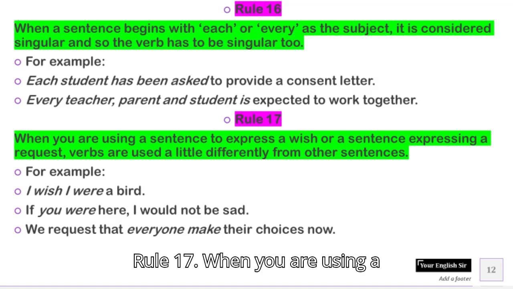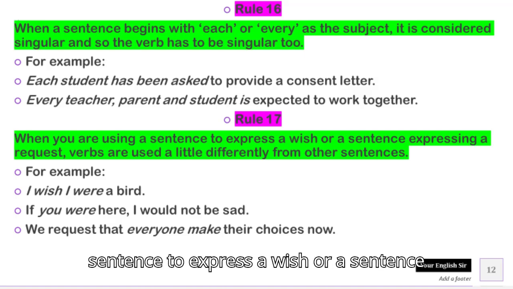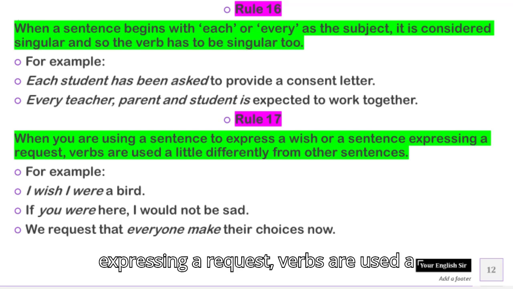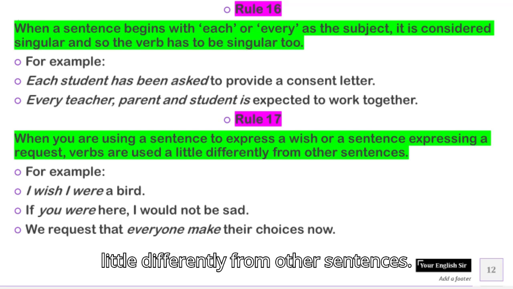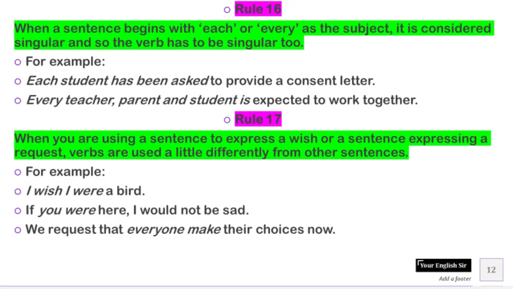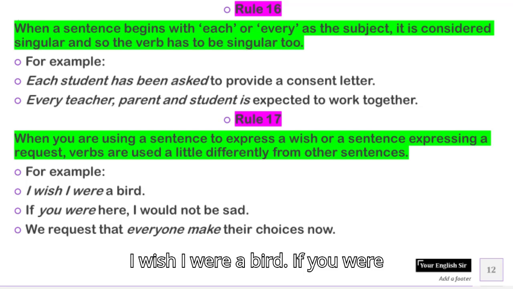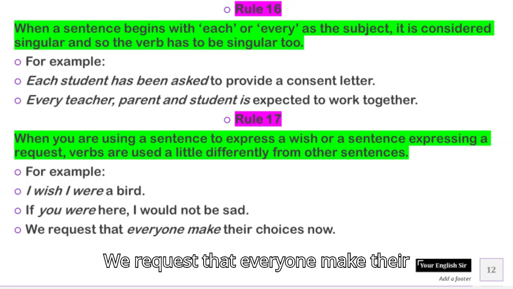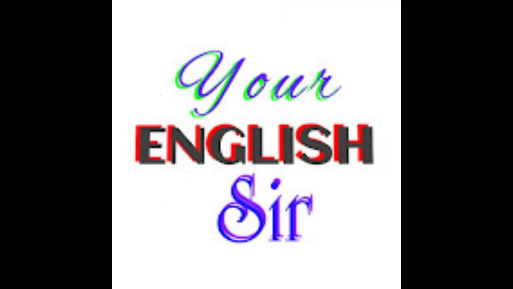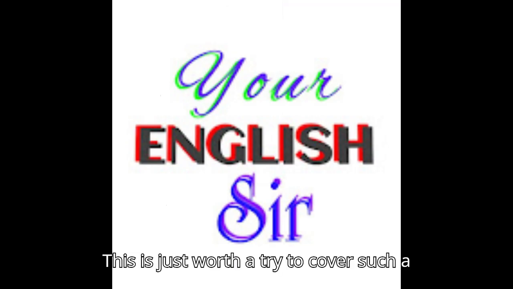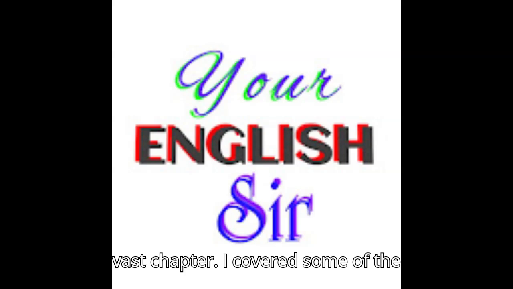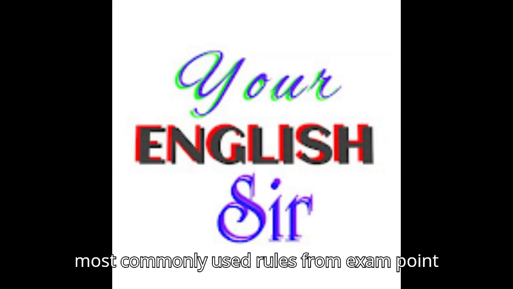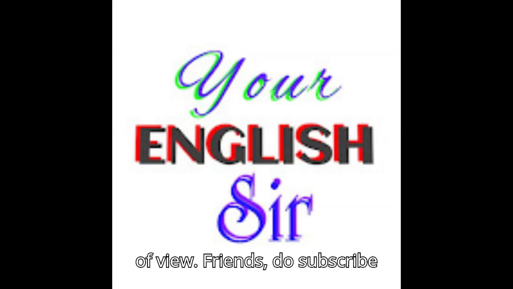Rule 17. When you are using a sentence to express a wish or a sentence expressing a request, verbs are used a little differently from other sentences. For example, I wish I were a bird. If you were here, I would not be sad. We request that everyone make their choices now. This is just worth a try to cover such a vast chapter. I covered some of the most commonly used rules from exam point of view.